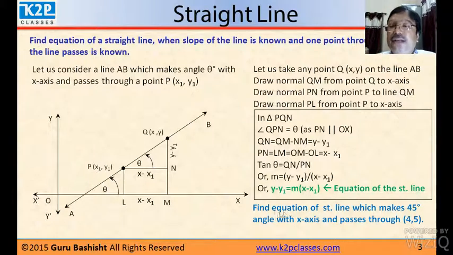Find the equation of a straight line which makes a 45-degree angle with the x-axis and passes through 4, 5. Here, just put y minus y1, y minus 5 equal to m, that is tan 45 degree, 1, times x minus x1, x minus 4. So the equation is y minus 5 equal to 1 into x minus 4.